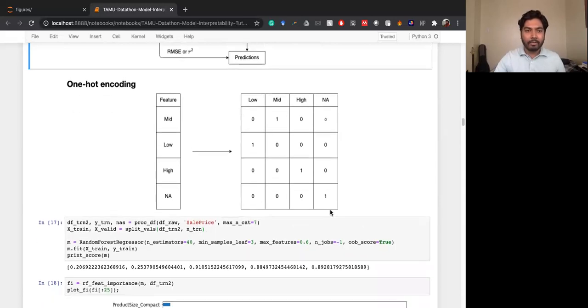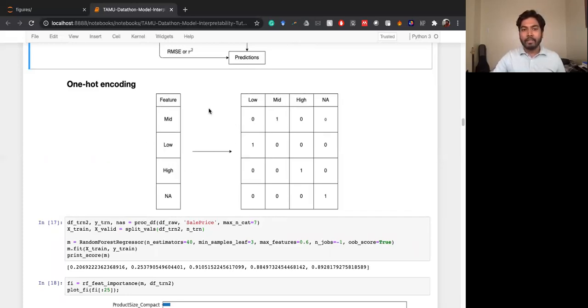Next, I'd like to touch upon another important thing, one hot encoding. Basically, one hot encoding is usually used for categorical variables. So let's say we have a feature that has these subcategories. It has a mid value, a low value, and a high value. Then there are some values which are unknown, represented here as NA, not applicable. So what one hot encoding does is it creates a column for every subcategory.